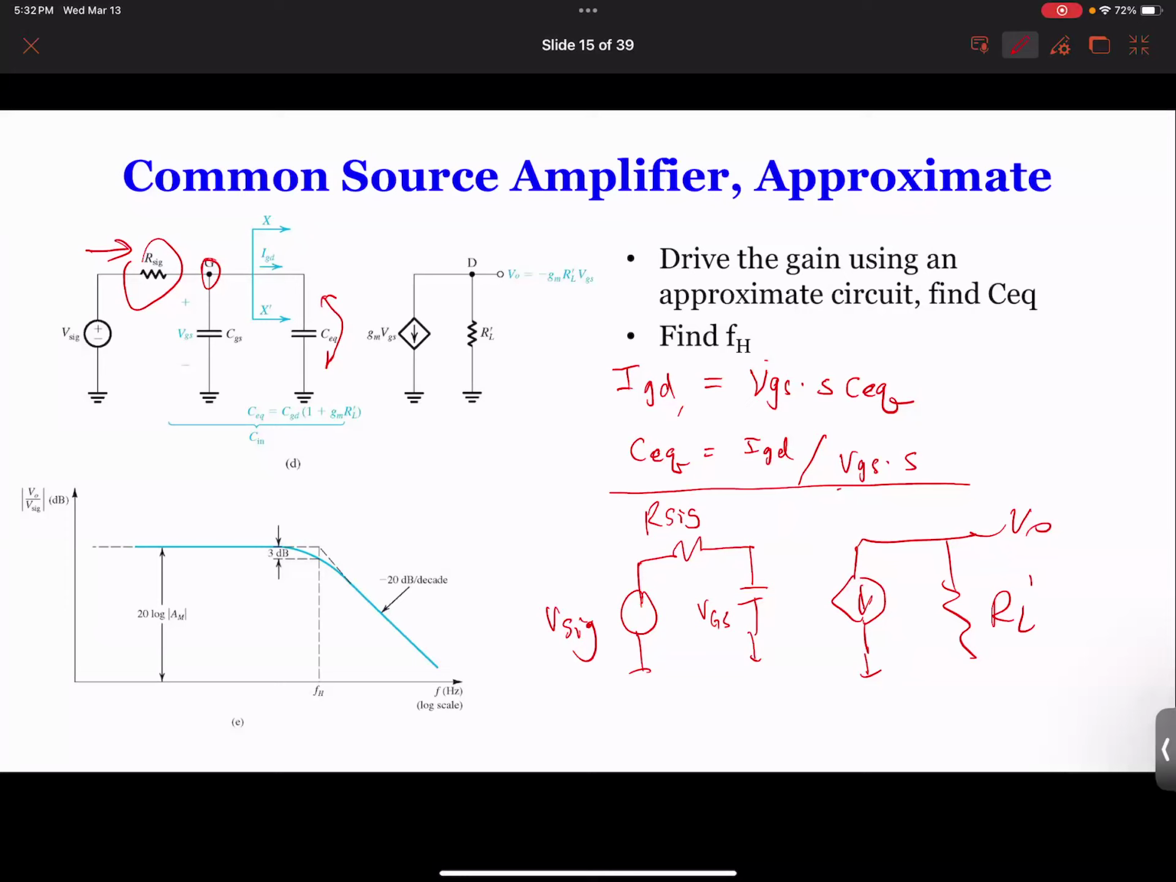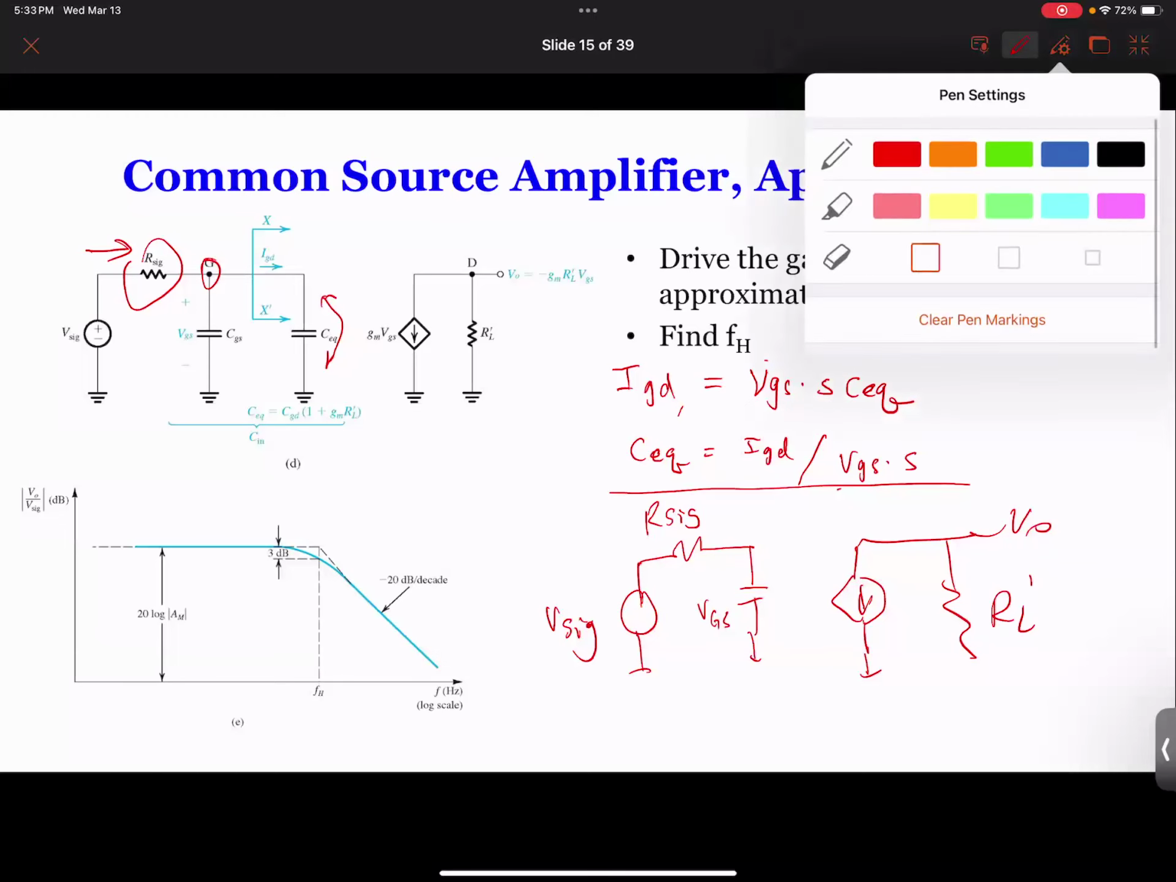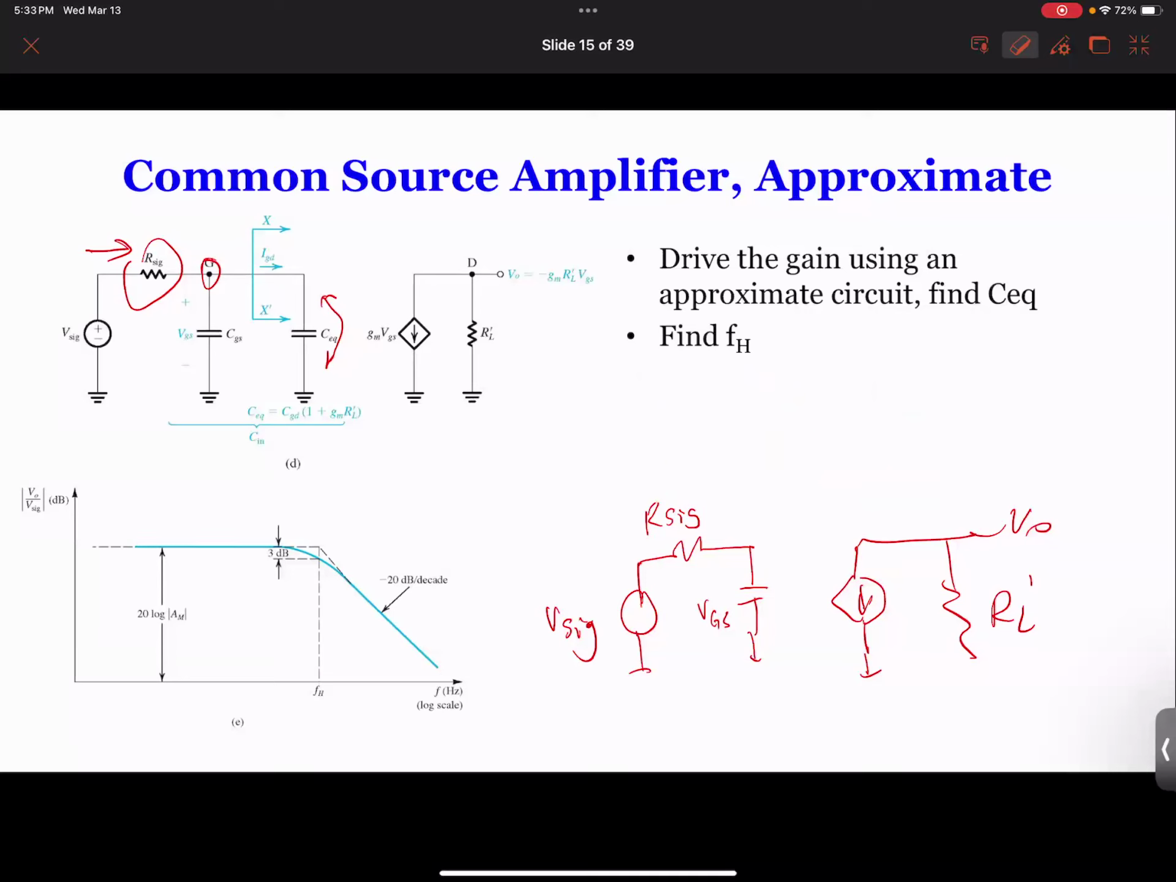So all we need to do is really erase some of the stuff so that we can get space to do what we want to do. We can write this VGS equal to VSIG over RSIG plus S times C. This is CGS plus CEQ. This is VSIG, okay? So we got VGS.